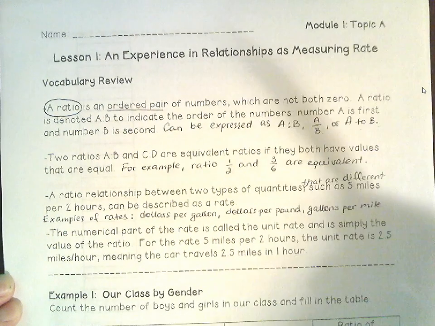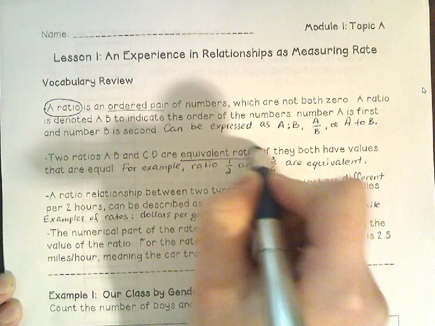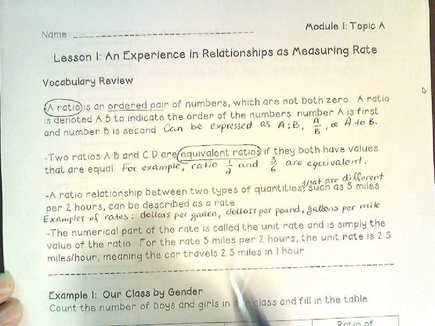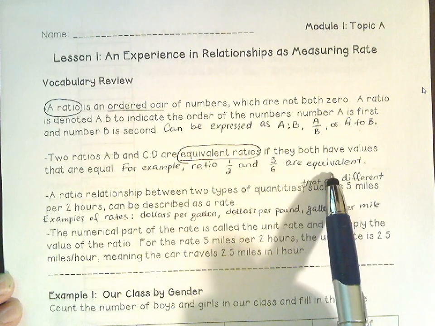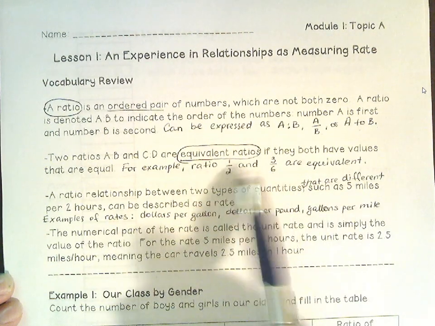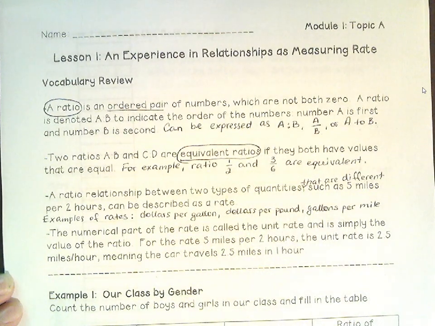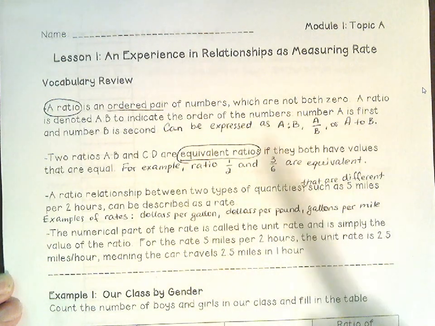Two ratios, A to B and C to D, are equivalent ratios. Equivalent ratios, that's another vocabulary word that you need to learn. They are equivalent if they both have values that are equal. For example, ratios 1 to 2 and 3 to 6 are equivalent. I can simplify these fractions by dividing by 3, and when I simplify it, I will also get 1 half, right? 1 half equals 1 half. The values are the same, so the ratios 1 to 2 and 3 to 6 are equivalent.